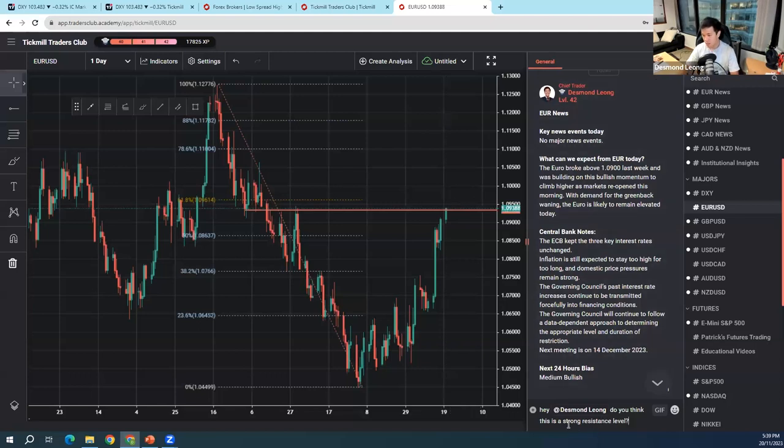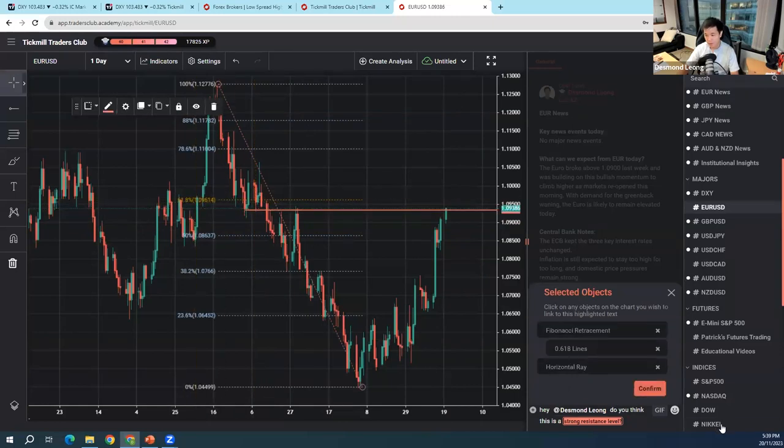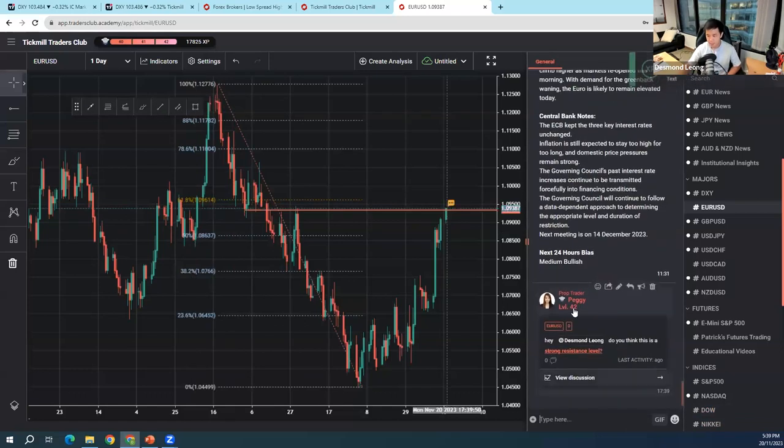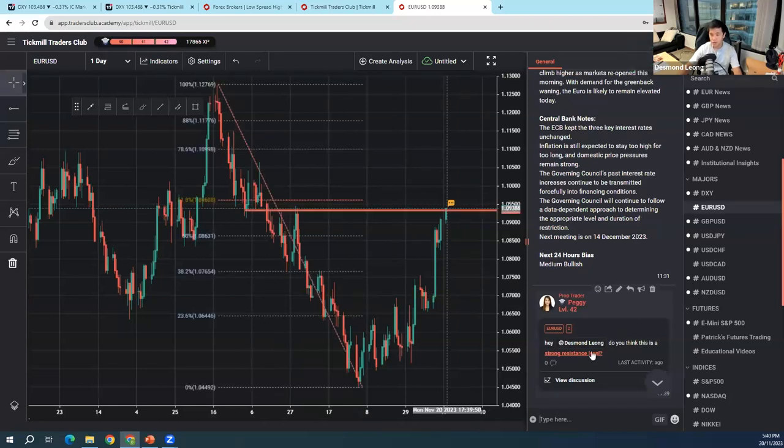Now, how does this work? You can highlight this strong resistance level and click this little button called link object to text. You can link any object that you just drew, like this particular Fibonacci, and click confirm. Once you send this message through, anyone reading it only needs to hover their mouse over it, and you can see it light up on the chart directly. We know this is the exact level you're referring to.